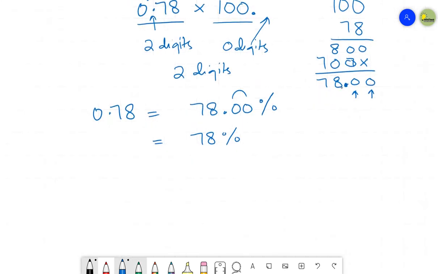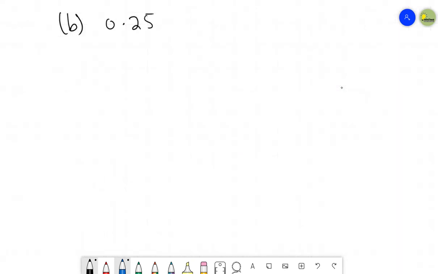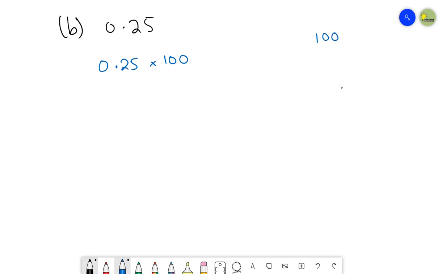Now let's do another part for the clarity of your concept. The next part is 0.25. What you need to do is multiply this given number by 100. Just forget the decimal point and take it as 25. So 5 zeros are 0, 5 zeros are 0, 5 ones are 5. Now 2 zeros are 0, 2 zeros are 0, 2 ones are 2. So the answer is 2500.